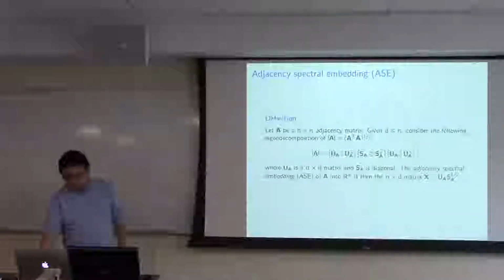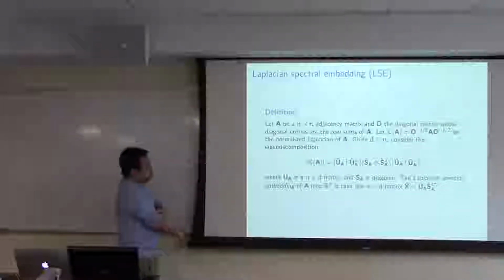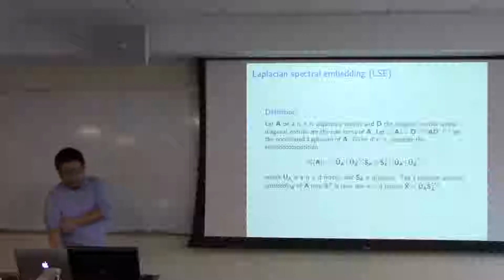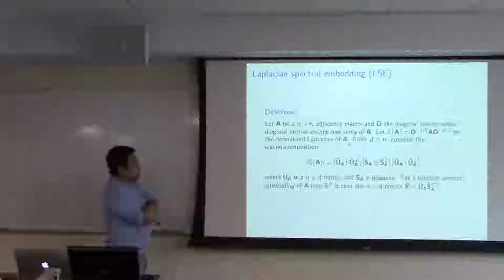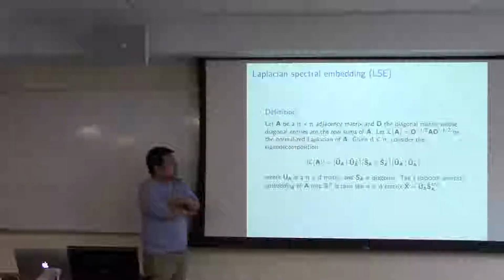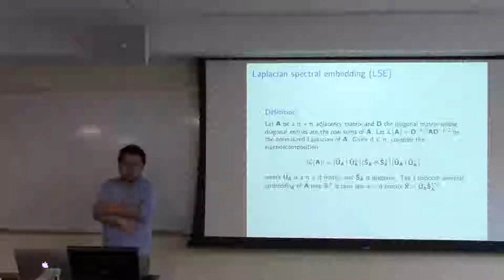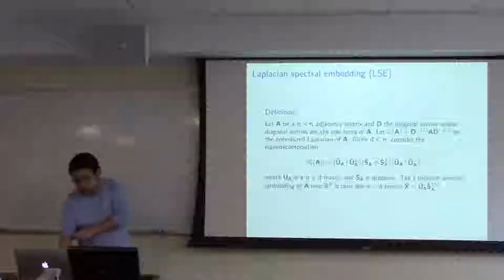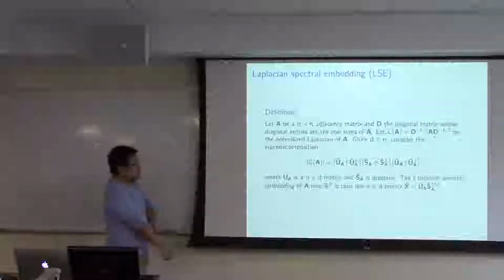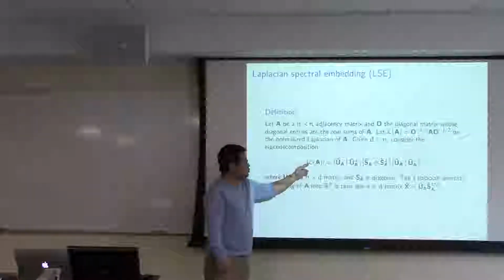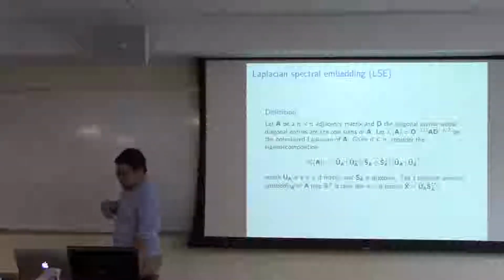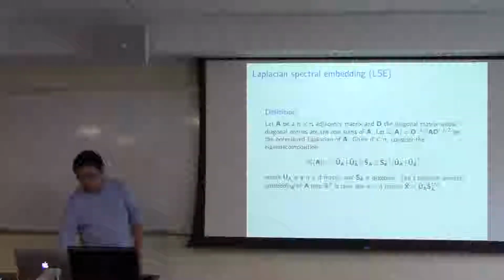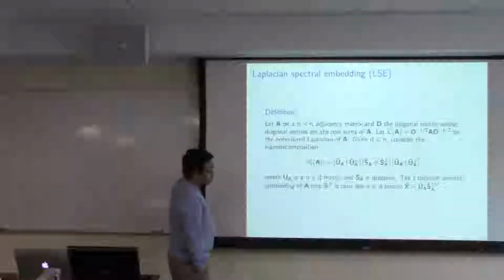The Laplacian spectral embedding, which is also widely used in the literature, is defined roughly similarly. Instead of taking the eigen-decomposition of A itself, I first obtain this D, the diagonal matrix whose entries are the row sums of A, just like the degree of the vertex in the graph. Let script L_A be this matrix D^(-1/2) A D^(-1/2), which is called the normalized Laplacian. Once again, I take the eigen-decomposition of this script L_A matrix, take the d largest eigenvalues and the corresponding eigenvectors, and form this matrix X tilde A, which is U tilde A times S tilde A to the 1/2.